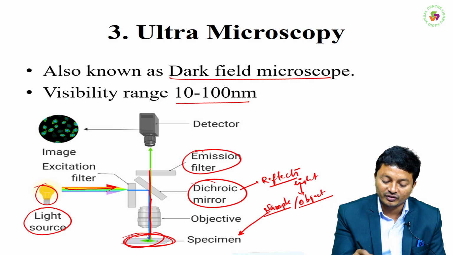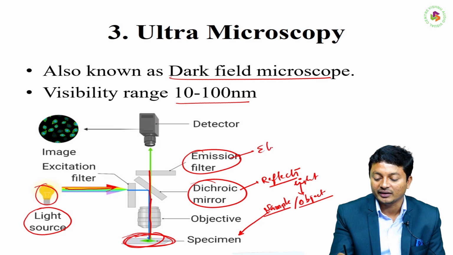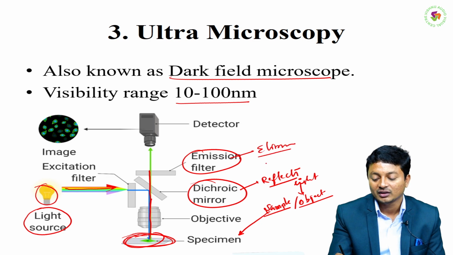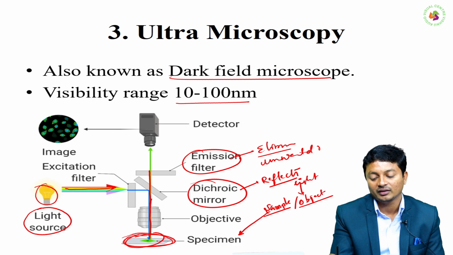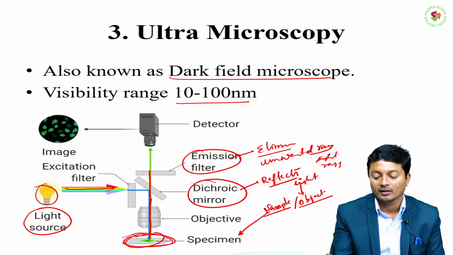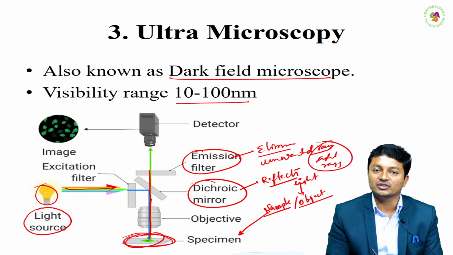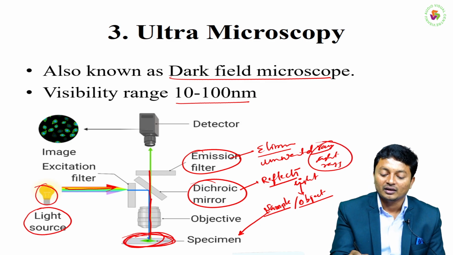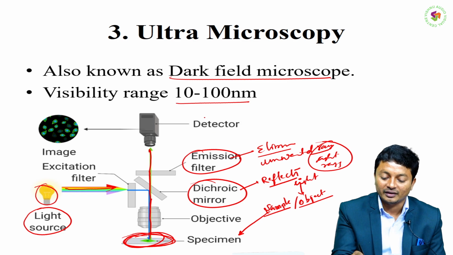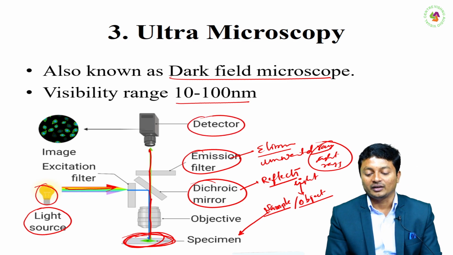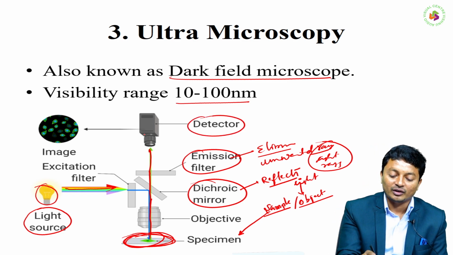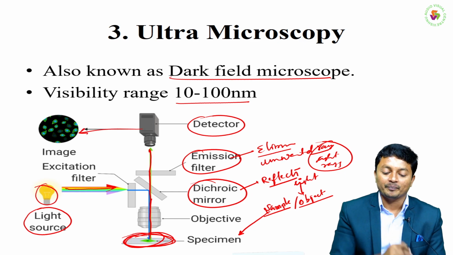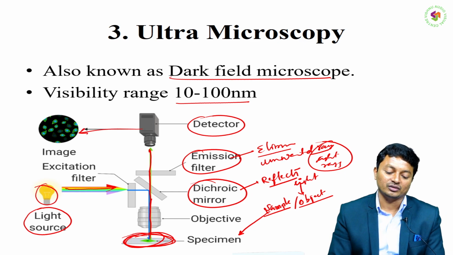So this emission filter will eliminate the unwanted light rays. So that the picture which is observed on the surface of the specimen will be detected with the help of the detector, and this detector will be connected to the image extraction.